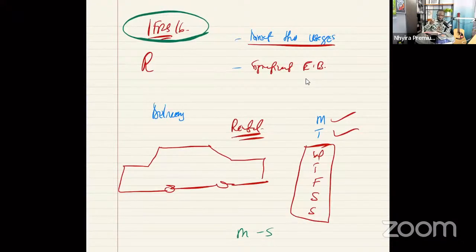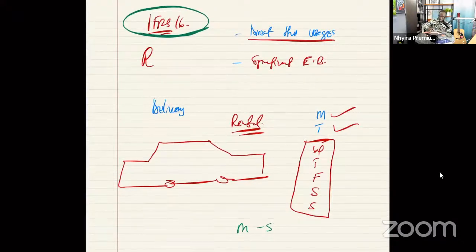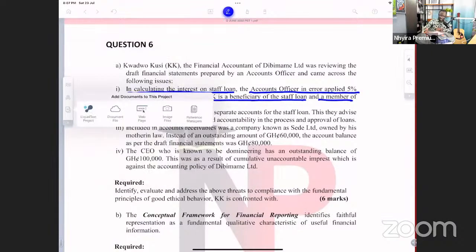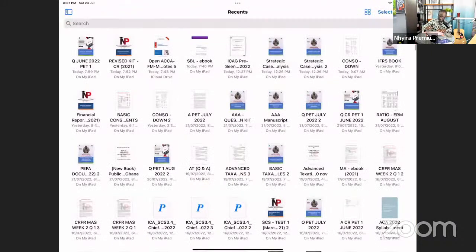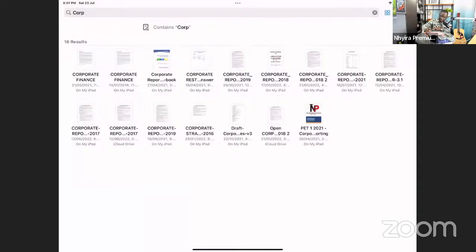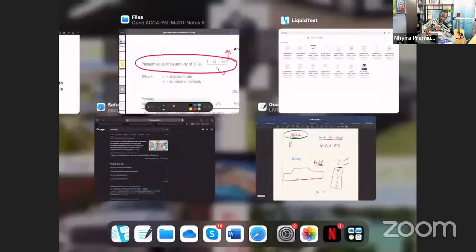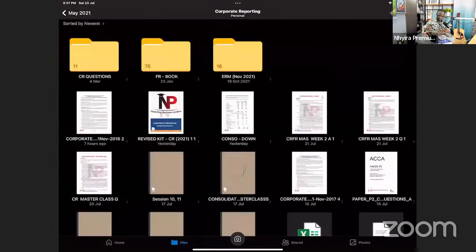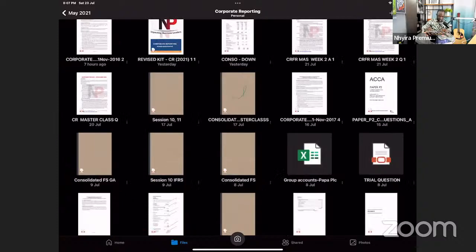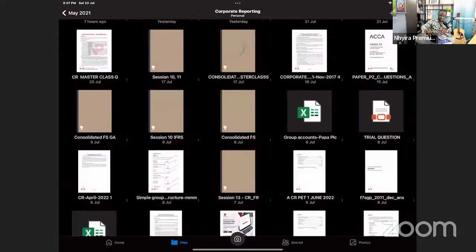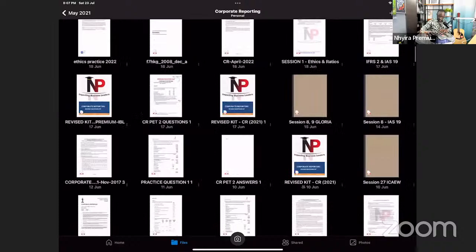And if you remember, we had a very beautiful scenario that I shared with you guys the other day on the identification of lease. Let me see if I can bring up the scenario. A certain paper, corporate reporting. Let me see if I can run you down on that scenario again, because identification of lease is one of the critical issues that you must understand. Let me see if I can find it. Nope, that's not it.